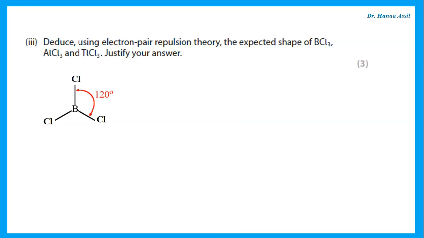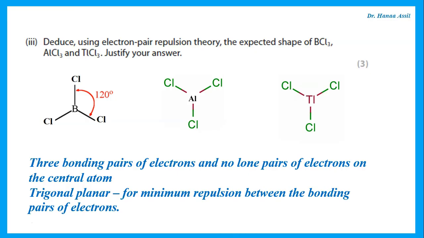So boron with 3 bonding pairs of electrons and no lone pair of electrons on the central atom, this is a trigonal planar structure with a bond angle of 120. Aluminium chloride is the same and thallium chloride is the same. You have to explain 3 bonding pairs of electrons, no lone pairs of electrons on the central atom. So all of this is trigonal planar for minimum repulsion between the 3 bonding pairs of electrons.